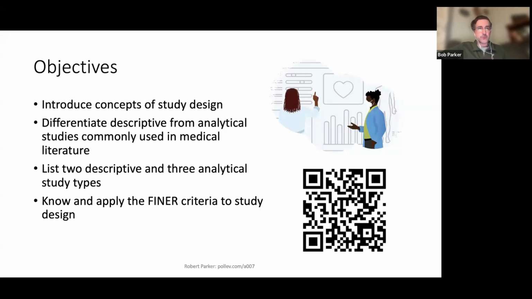So the objectives for this evening's talk are to introduce concepts of study design and really to help differentiate between descriptive and analytical studies that we commonly see in the medical literature. I hope you'll be able, by the end of the evening, to list 2 descriptive and 3 analytical study types. I also hope that you'll be able to know and begin to apply the finer criteria to study design.